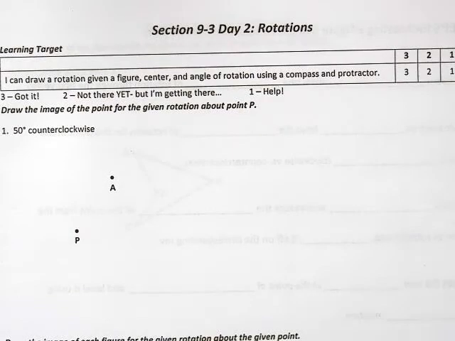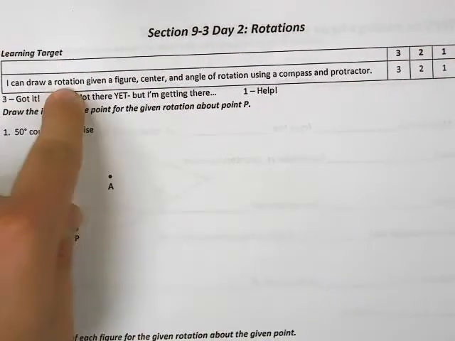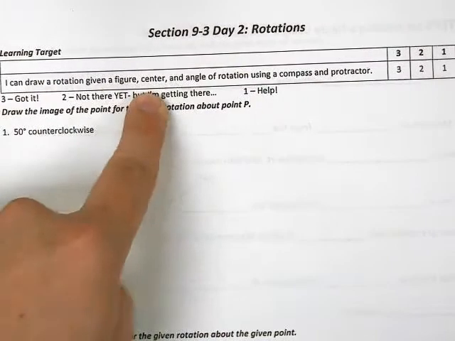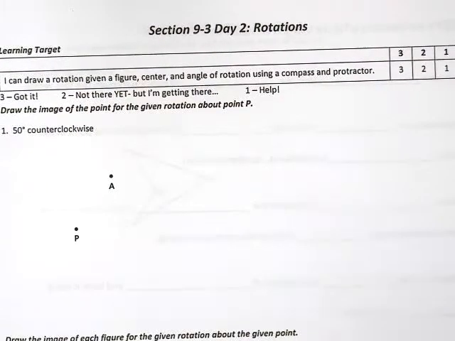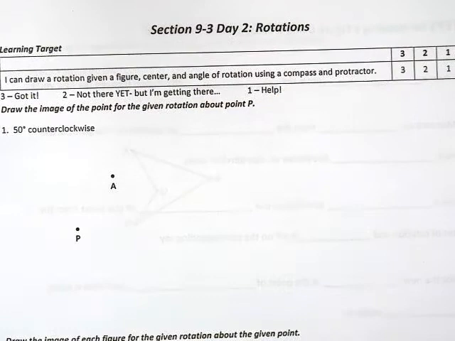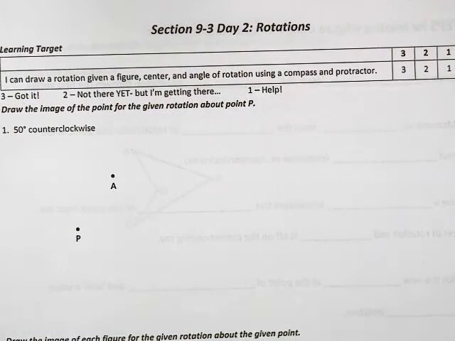Day 2. We took care of rotating on the coordinate plane, and now we're going to jump into rotating off the coordinate plane. Given a figure, a center, and an angle of rotation, we are going to rotate using a compass and a protractor. So this is what we are doing today. I'm going to show you how to do it once, we're going to write down some instructions, and then we're going to do a couple more practice problems.